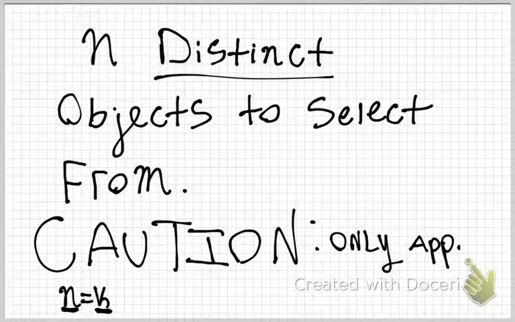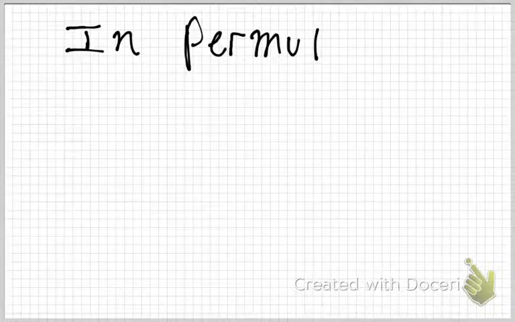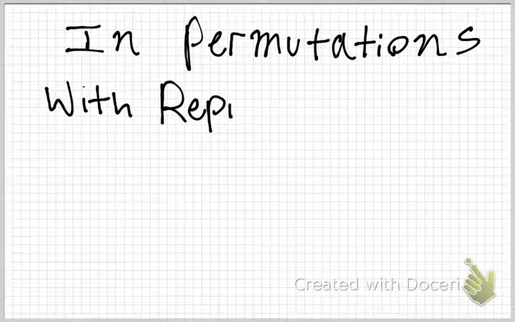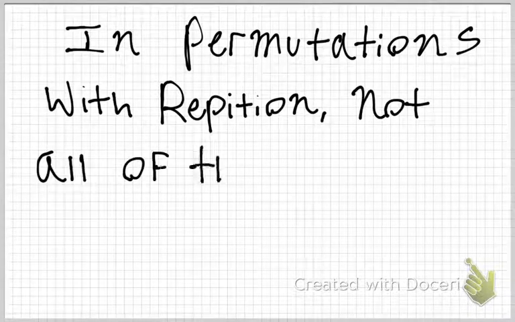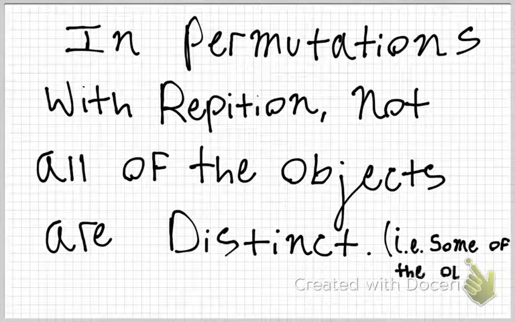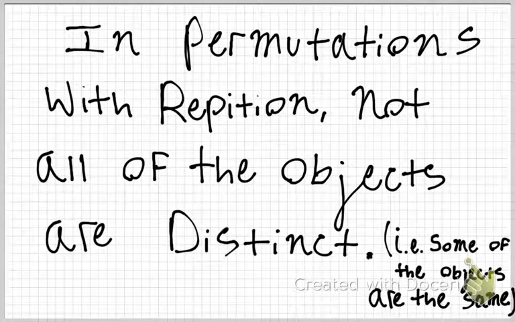All right, so moving forward. In permutations with repetition, not all of the objects are distinct from each other, i.e., some of the objects are the same. Some of the objects are considered to be the same character, the same symbol, the same object. So let's keep it moving.